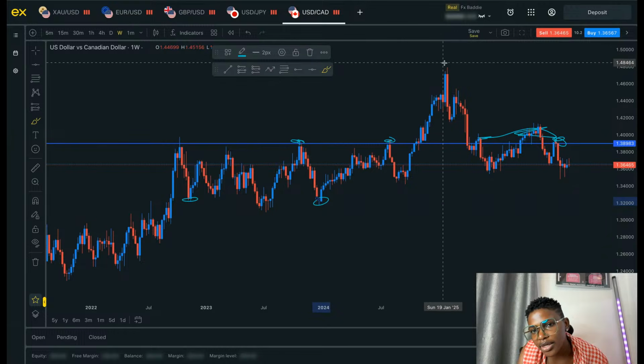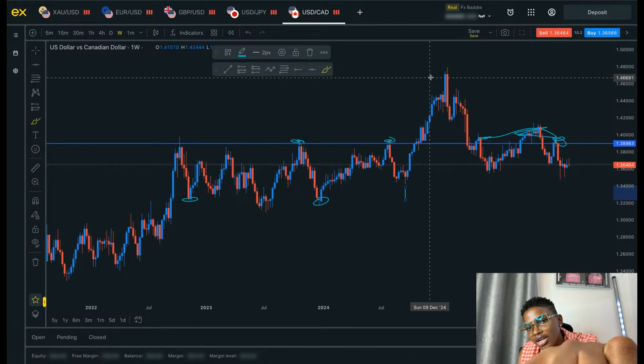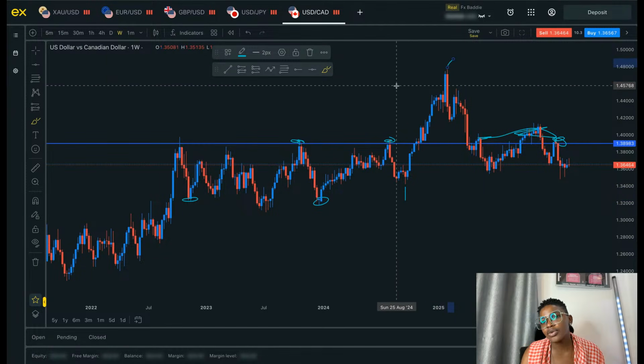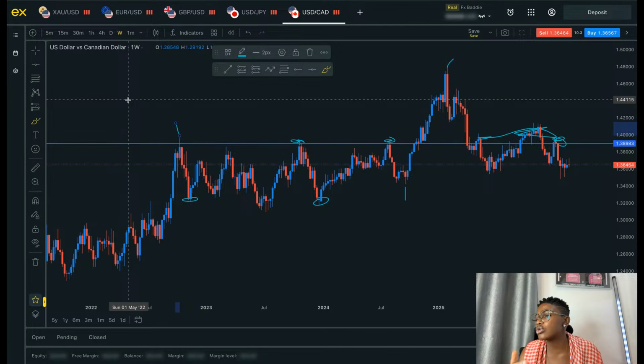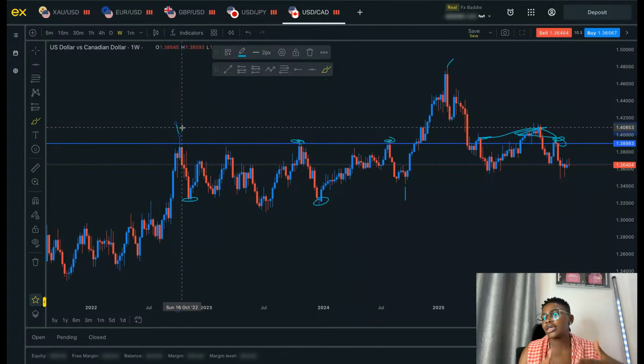This is a wick. Let me use this brush to highlight. This is a wick. This long sharp line that you see is called a wick. So these are wicks. And wicks are also called rejections. Yeah, so those are some of the terms. So a wick is like a rejection.